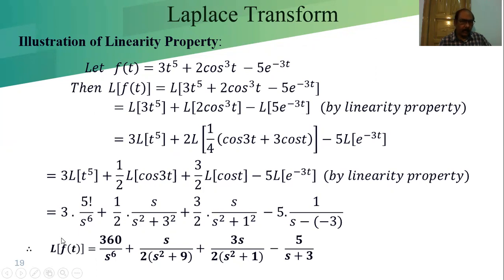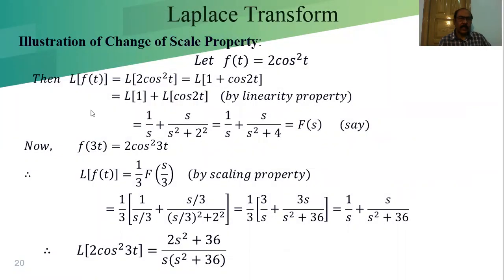So from that we can write Laplace transformation of ft equal. From this we will get, and multiplying 360 by s to the power 6 plus s by 2 into s square plus 9 plus 3s and 2 into s square plus 1 minus 5 by s plus 3.